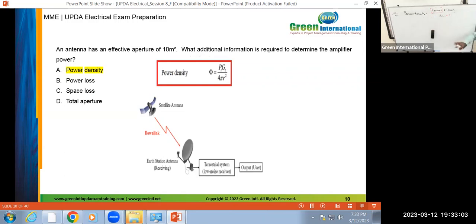So from this formula to find the power, we need 3 things. If you know the 3 things, you can find the power. And the gain is a numerical number. So to find the power, we need power density and area. In this question, they give the area, so the additional information we need is the power density. That is the question asked there.